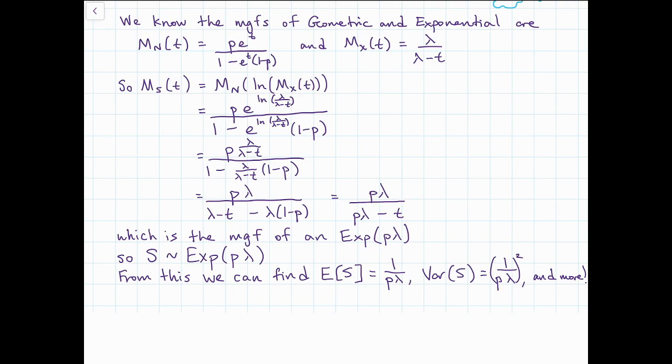Because we know this is exponential, we could find the probability it's bigger than any particular value. We would know it has the memoryless property. We would know everything we would ever want to know about this compound random variable S because we found its exact distribution, not just its mean and variance. So give that a try. See if you can find the expected value and the variance of S using the formulas from before for the mean and variance of a compound random variable. You should get these values here.